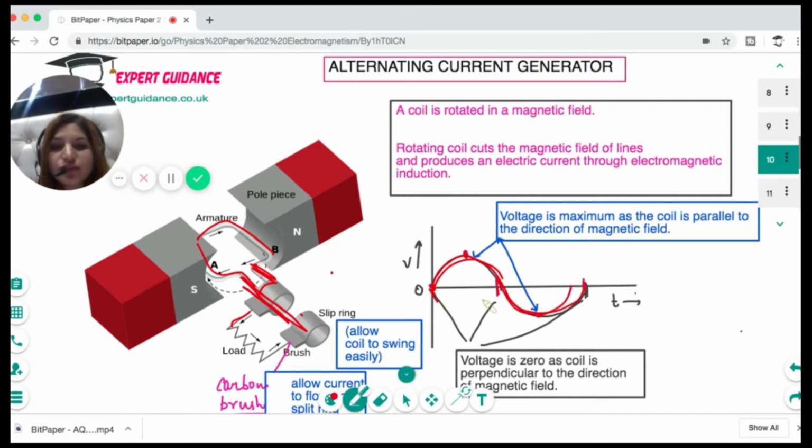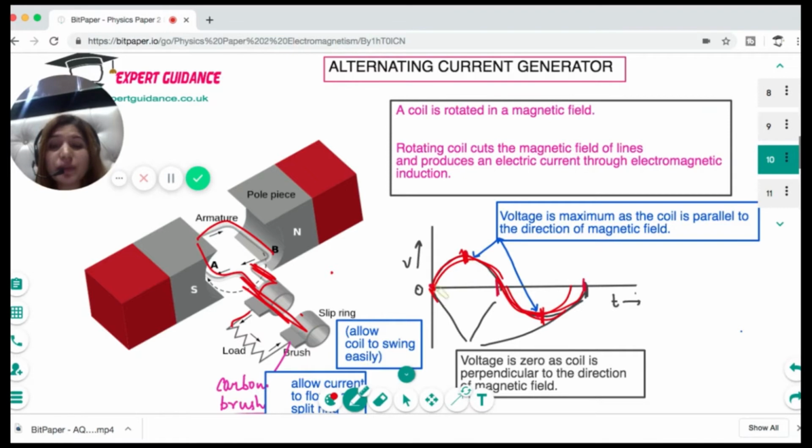The voltage will be zero when the coil is perpendicular to the magnetic field. Okay, and when the coil is parallel to the magnetic field, we see the maximum voltage. So when the coil is parallel in the magnetic field, we see the maximum voltage, and when the coil is in the opposite direction but still parallel, we will see the maximum voltage in the reverse direction.